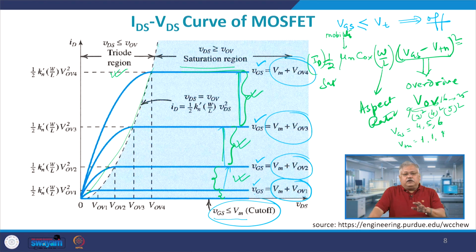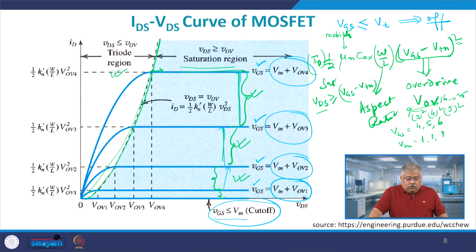This gives you the ID versus VDS characteristics of a MOSFET, telling you that on this curve, this is the point where the current starts to saturate, for those values of VDS greater than or equal to VGS minus VTN. For all values of VDS greater than the overdrive voltage, you will always have saturation. So the right hand side is basically the saturation region, where if you bias your device, it will work as a current source.